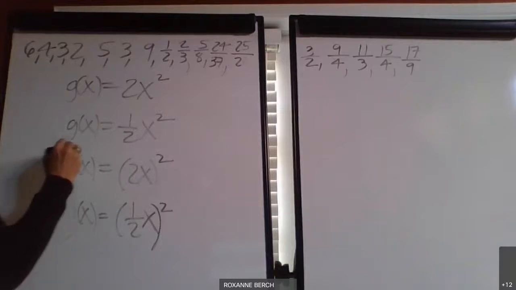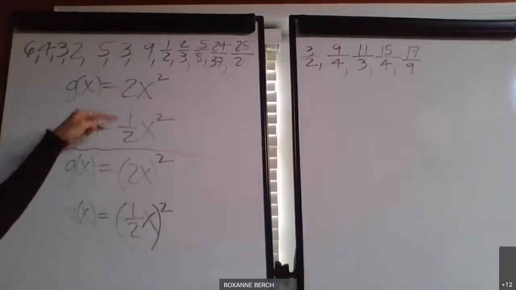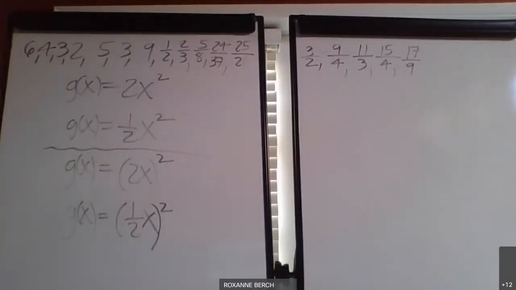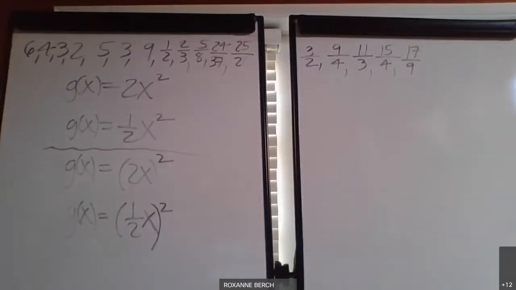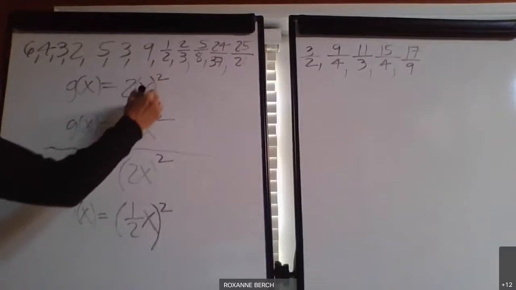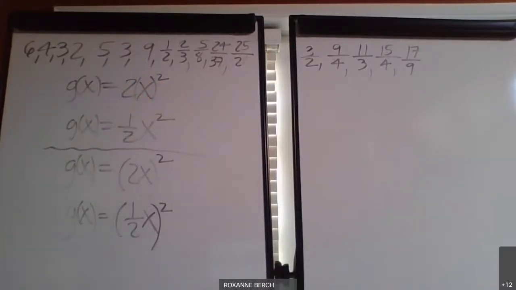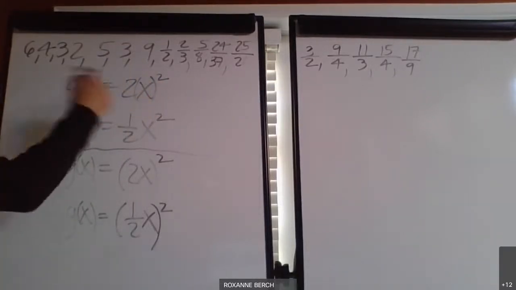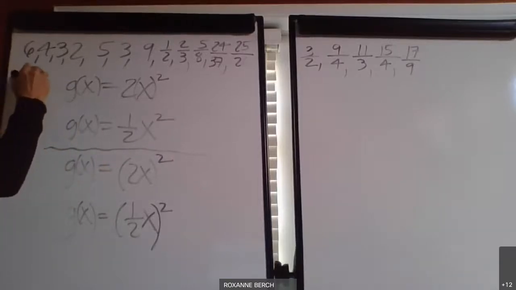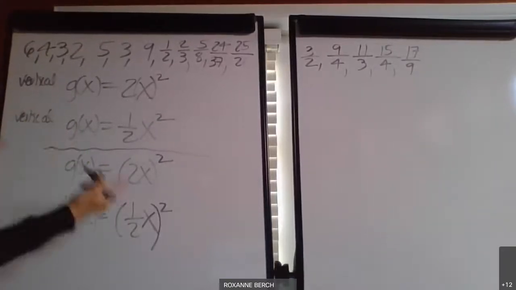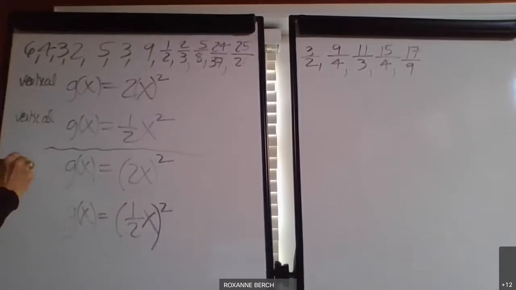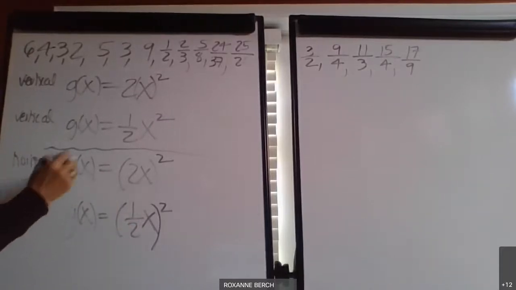The next thing I need you to be able to see is that this 2 and 1 are outside the square. This 2 and 1/2 are inside the square. And even if I put parentheses around this, it's still outside the square. So outside means vertical. Inside means horizontal. So that's the first thing you have to determine. Is it vertical or horizontal?